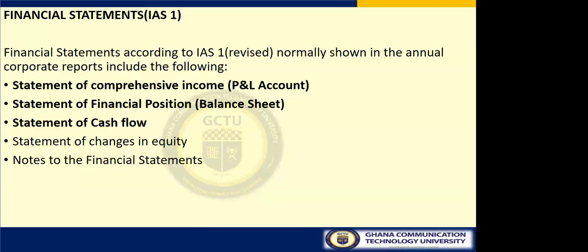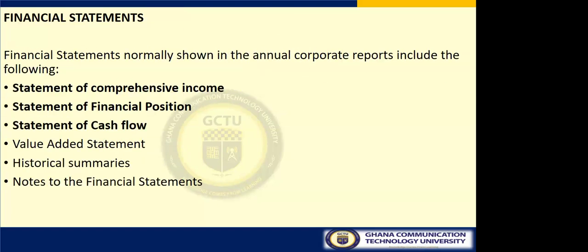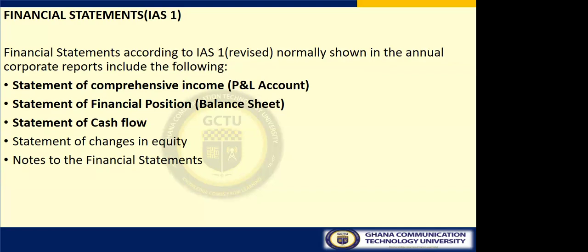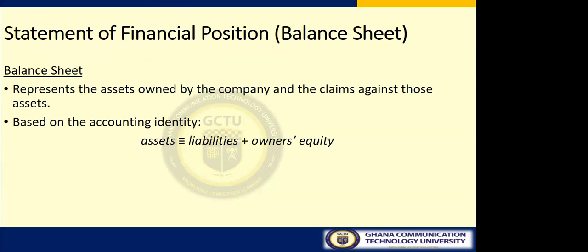Last week we started with the financial statement, and then we said according to International Accounting Standard 1, the financial statements include the following: statement of comprehensive income, that is the P&L account, the statement of financial position, that's the balance sheet, the statement of cash flow, the statement of changes in equity, and the notes to the financial statement.